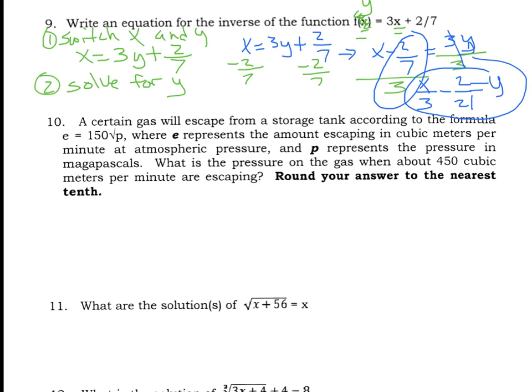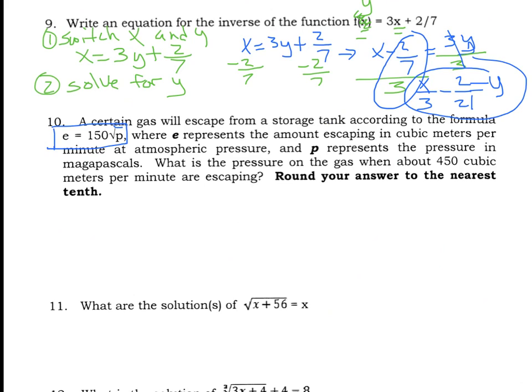All right, number 10, again, a bit of a story problem here. The key thing is this equation right here. And it doesn't look like it, but that's a square root symbol, square root of p. And this represents a gas escaping a storage tank. So maybe not the most real-life thing unless you have a very specific job.